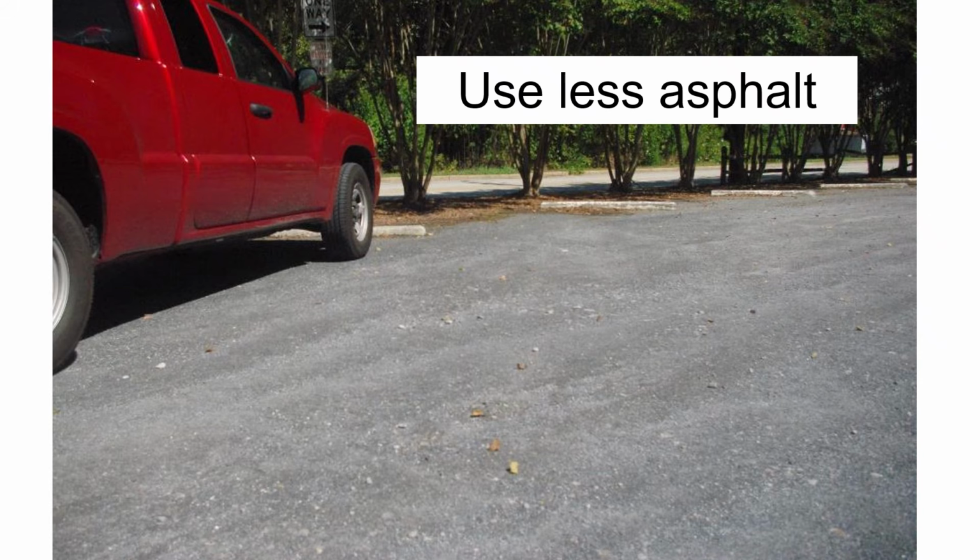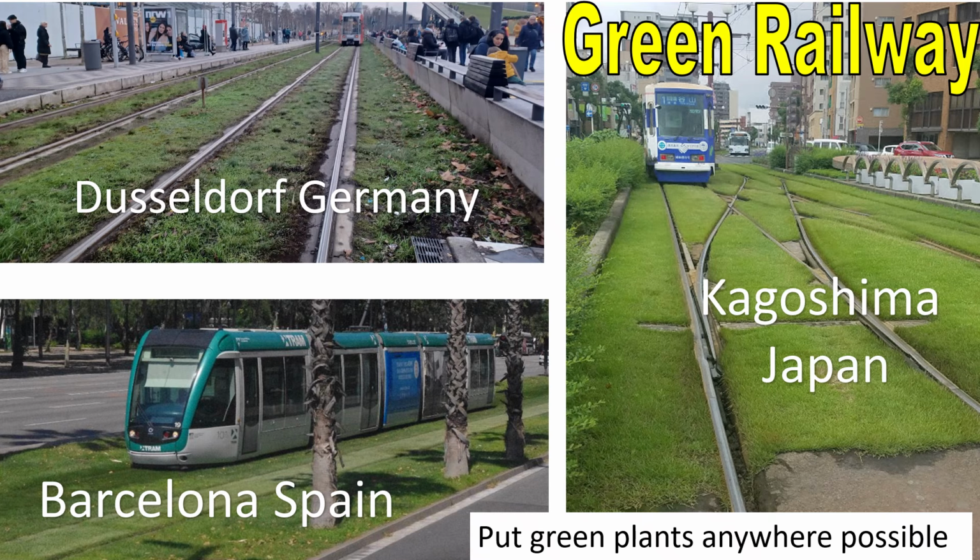You can use less asphalt at all. If you don't use dark colored petroleum-based asphalt, if you have an option to use some other type of material, it can help keep the area cooler.